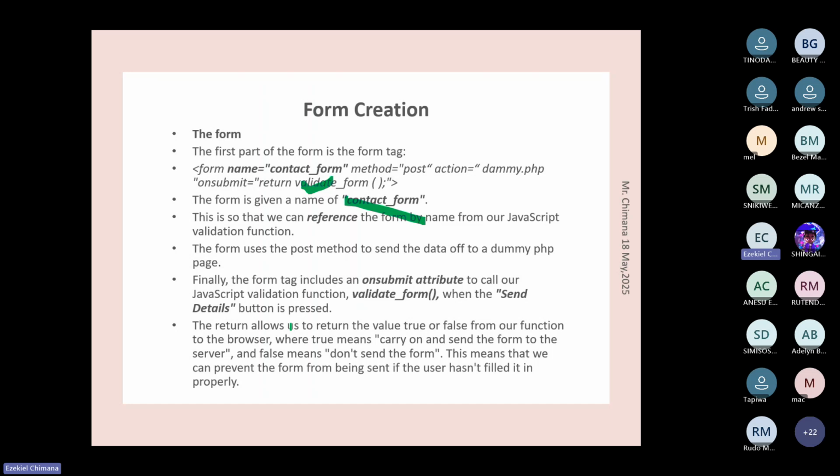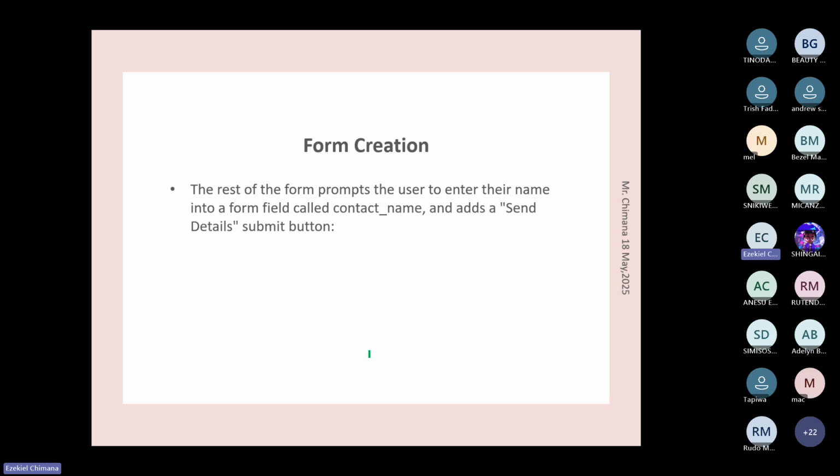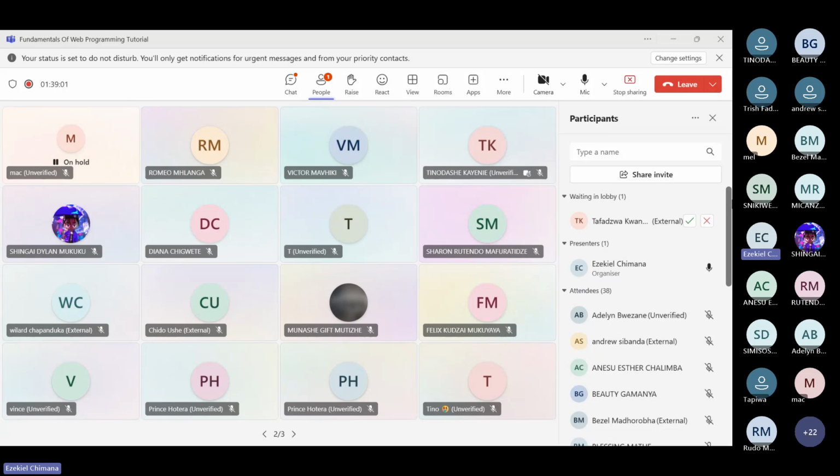The return allows us to return the value true or false from our function to the browser, where true means carry on and send the form. Otherwise, false means do not send the form, or it prevents the form. So for the form creation, the rest of the form prompts the user to input their name into a form field called conduct name, and also adds a send details submit button.